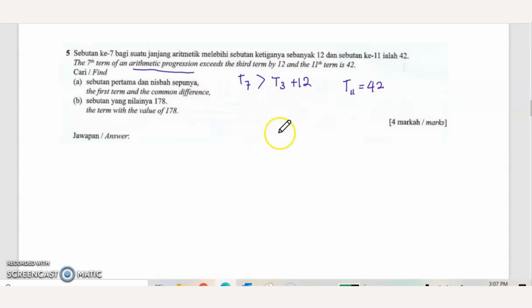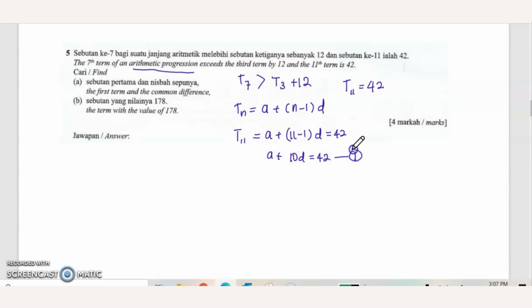So we know that this is a part of arithmetic progression. So we have the formula for the nth term, Tn equal to a plus n minus 1 d. So what is a and what is d here? Okay, so we can substitute for the 11th term here, which is T11 equal to a plus 11 minus 1, we get 10d, equal to 42. So we rearrange and simplify the expression, and then we get a plus 10d equal to 42. So we make it the first equation.